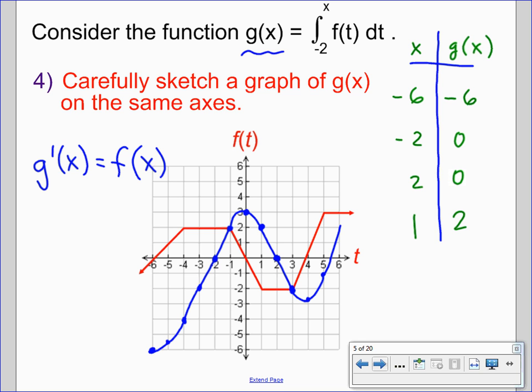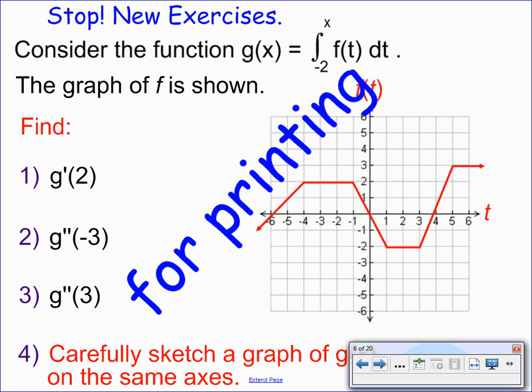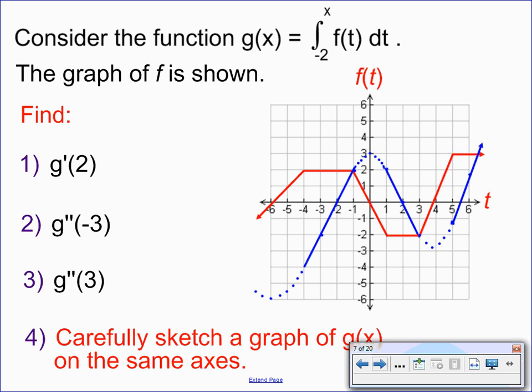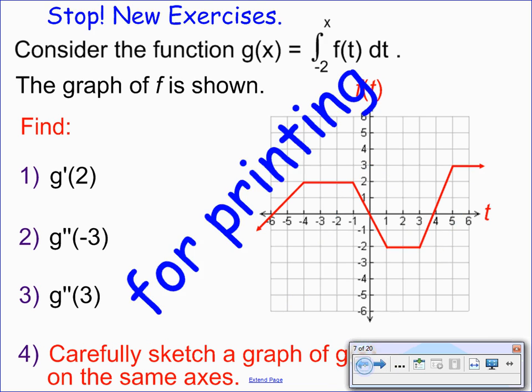And then this is just a guess. Right? This is a guess. I want to see how we did. I'm dying to see how we did. For printing. How do you do? There we go.